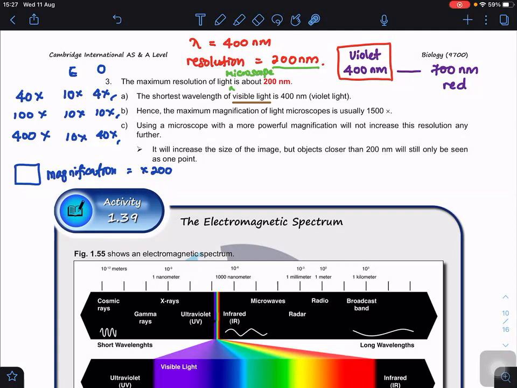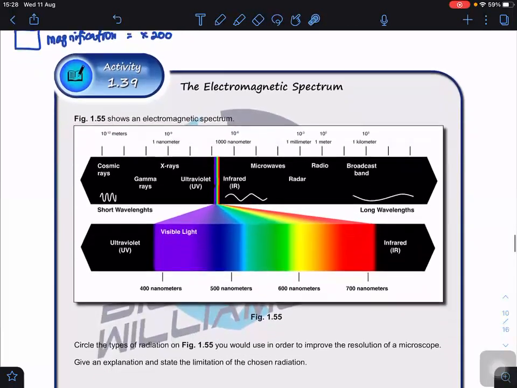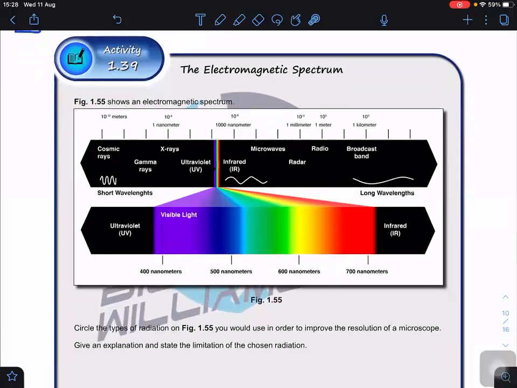It won't improve the resolution because the limitation here is the light, the visible light that we use. Okay, so now, if you look at this diagram, the electromagnetic spectrum, you can see that our visible light is somewhere here, roughly from about 400 to 700, where 700 is the red light and 400 is the violet light. So this is a spectrum.